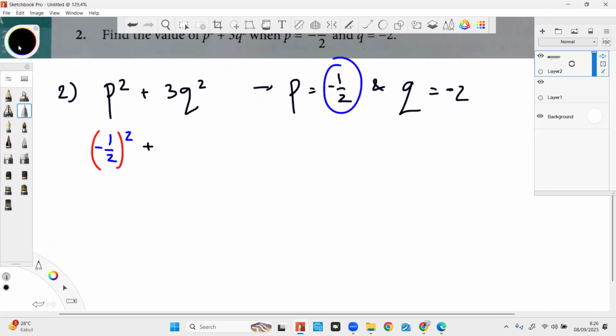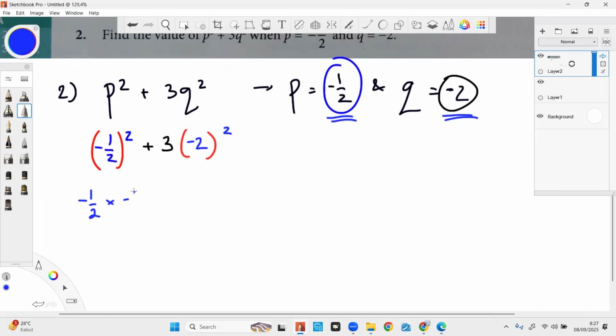Plus 3Q. So you square all the negative 2, I mean, negative 2 squared. Does it make sense for you? Be careful. All the brackets are so important because you square whole P, you square whole Q, which is negative half and negative 2. What is negative half squared?